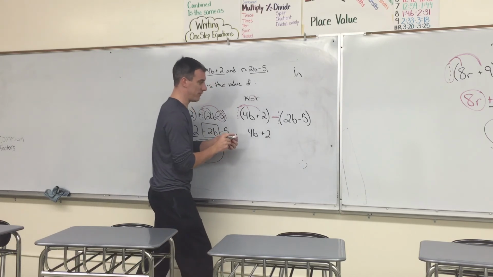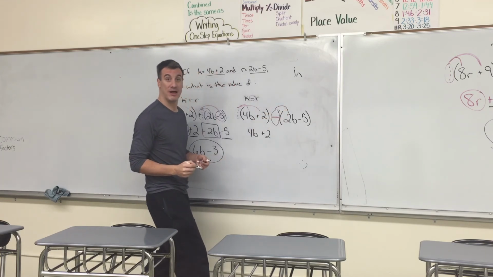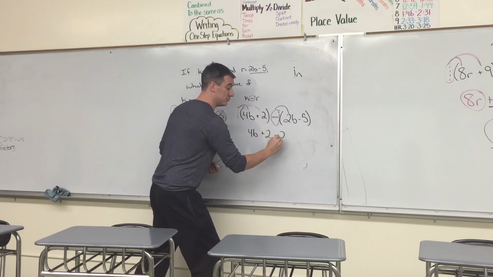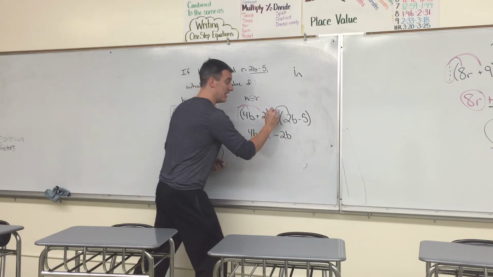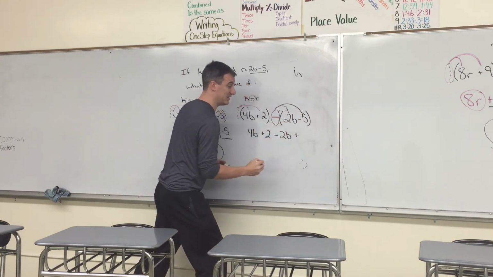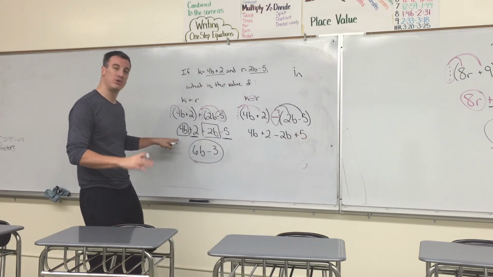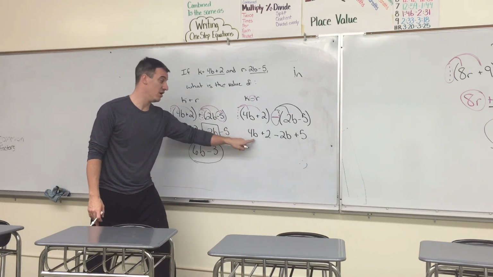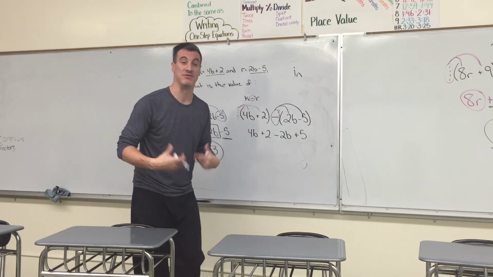Here's where they're going to be a little bit different, because now I have this negative 1 multiplied by 2b. Negative times a positive is a negative. 1 times 2 is 2. And we still have the b attached to it. Negative 1 times negative 5. A negative times a negative is a positive. 1 times 5 is 5. So now notice the numbers are exactly the same. 4b, 2, 2b, 5. It's the signs in this problem that are different, that changed on us.